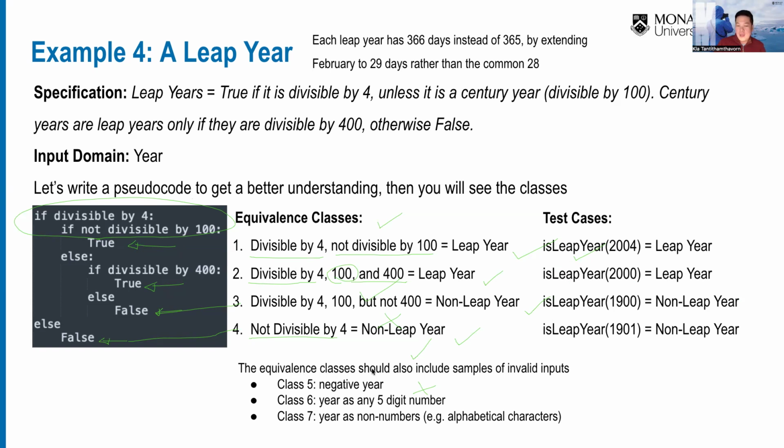For example, it should include some examples of invalid input, like a negative year. The year cannot be negative because here we focus on four-digit numbers. That means we should not take a five-digit integer at all. If the year is 10,000, then we will not take that. If the year is non-numeric or alphabetical characters, it should return false or return something else. Makes sense, everyone?